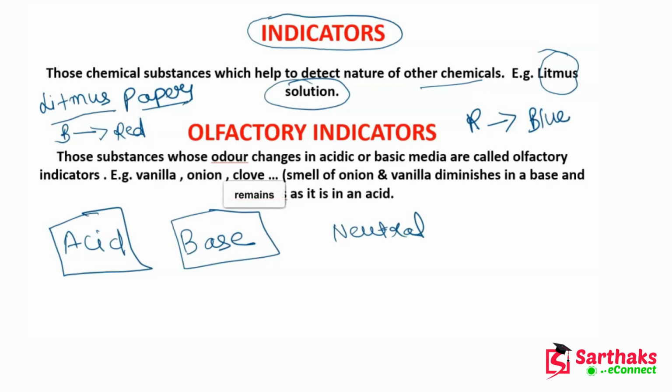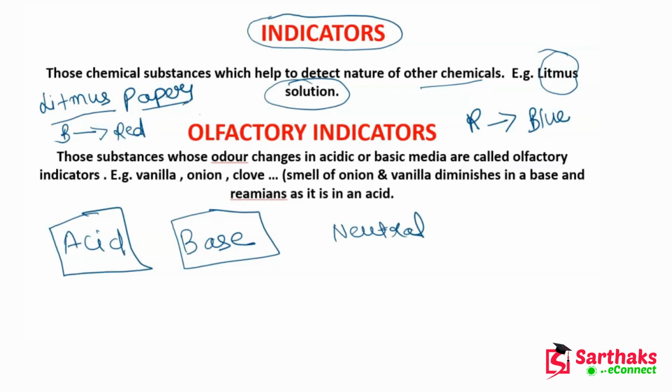Because of this change of color of the litmus paper, we find out that the nature of the chemical can be acidic or it can be basic. We can find it out just by the change of the color of the litmus paper. So I hope guys the definition of indicators has been understood by you. Now we will talk about the types of indicators.